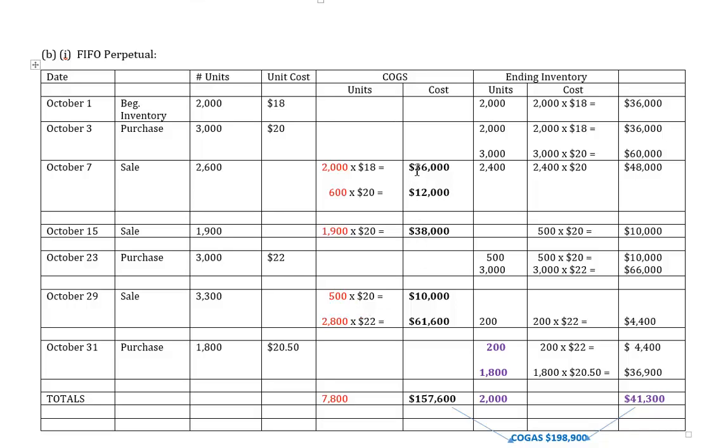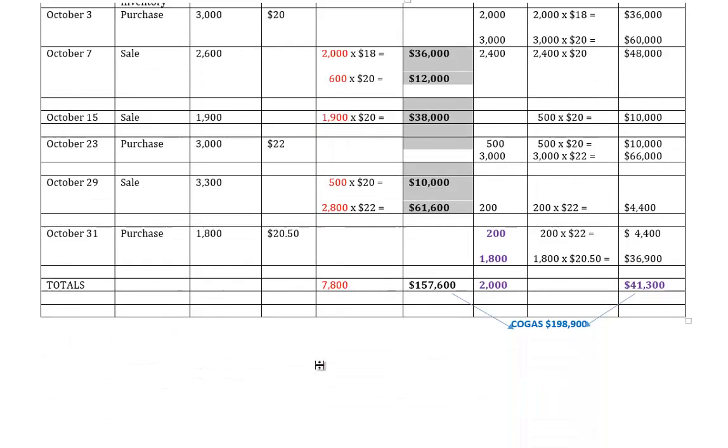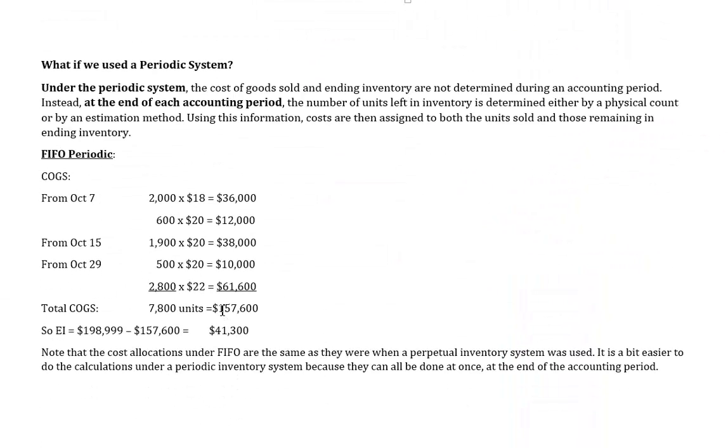So now I'm sitting here at the end of the month adding that up, and of course I would get what we expected, 157,600. But again, notice I'm always checking to make sure that I'm only costing in cost of goods sold 7,800 units, like we showed you in the first part of the question.